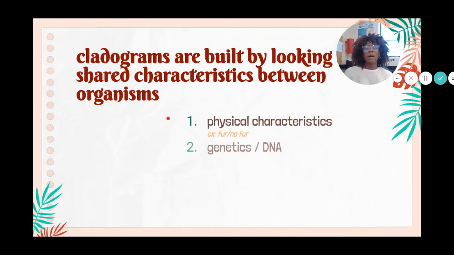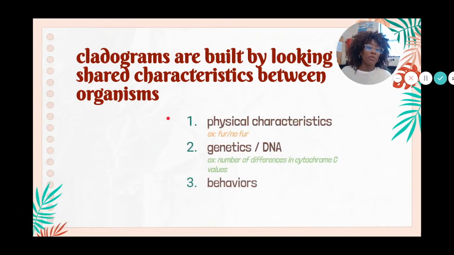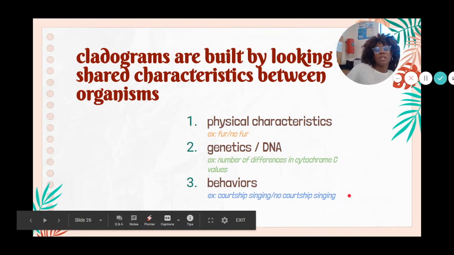So cladograms can be built by looking at physical characteristics. For example, does an organism have fur or not? It could be built by looking at genetics or DNA, so the differences in cytochrome c. Cytochrome c, we talked about it in the molecular evidence of evolution, is just a type of DNA sequence that mutates very rarely. So it's very commonly used for seeing evolutionary relationships. Behaviors, so courtship singing or non-courtship singing. Does it walk upright or not walk upright, right?